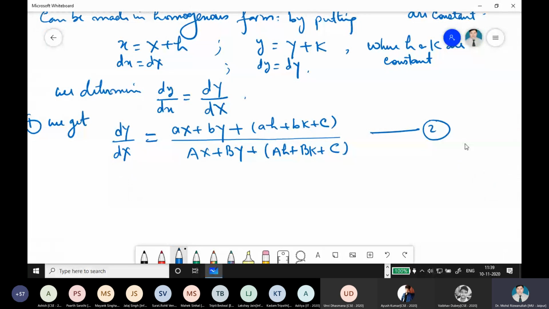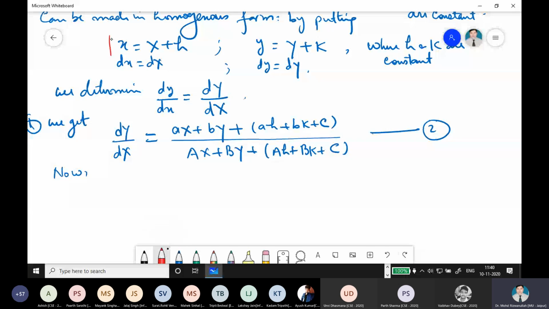Now we have to choose now. Sir, in this step, which value did you substitute where? Please tell once again. Where x is in equation 1, where x is, that is capital X plus h, and where small y is, in place of small y we have to put capital Y plus k.